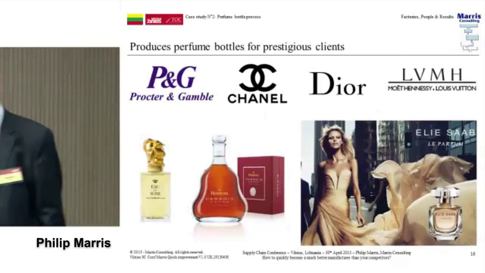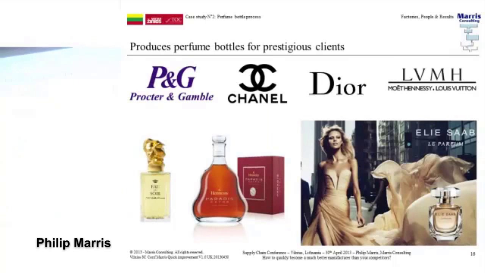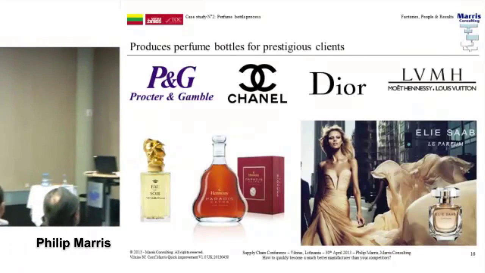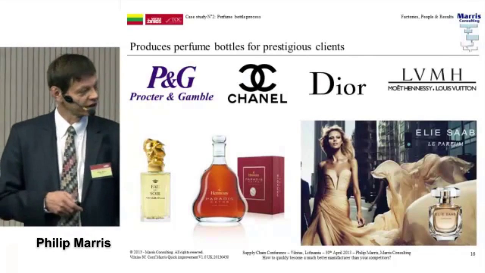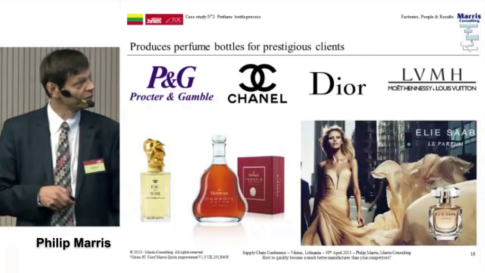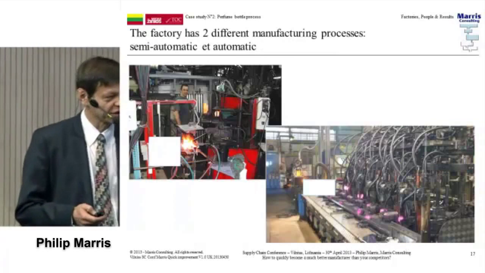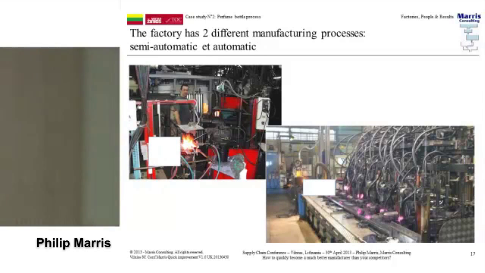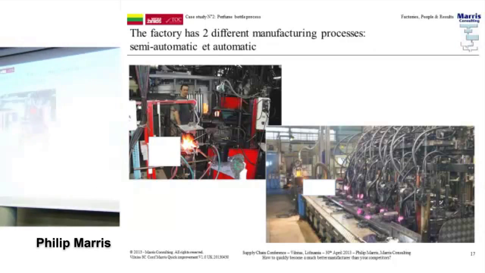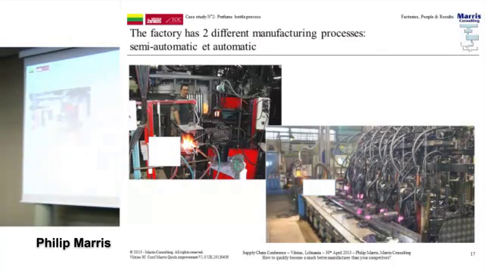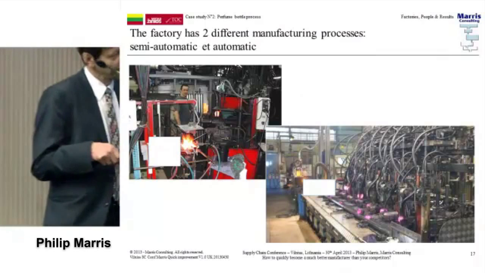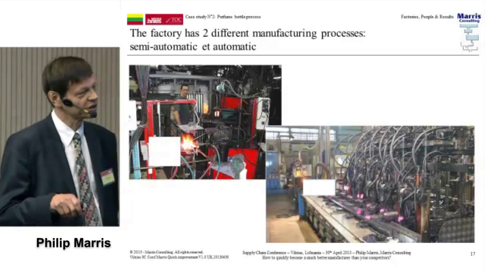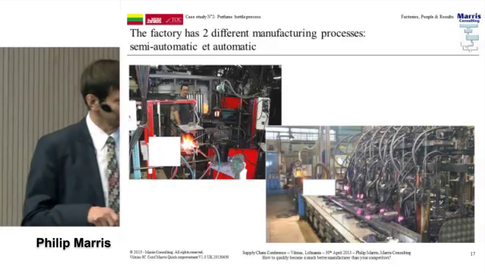They produce perfume bottles, the very high-end, very expensive perfume bottles that basically nobody else can make because they're so complicated. And they have all the big perfume manufacturers as clients. Okay. The machines, they have two processes basically. For very small quantities, they have a manual operation. And for the larger quantities, we're never talking about huge quantities, right? But for the larger quantities, they have a semi-automatic process.